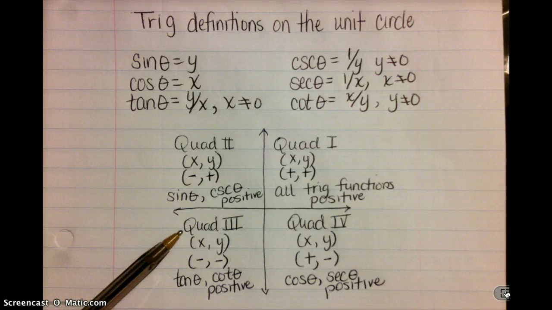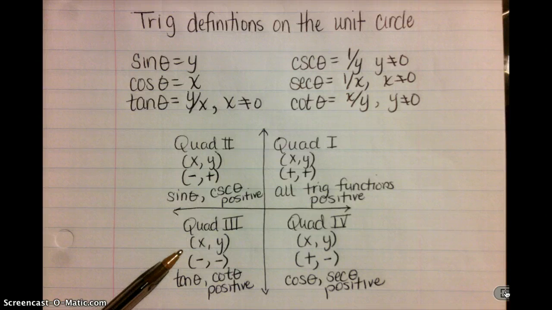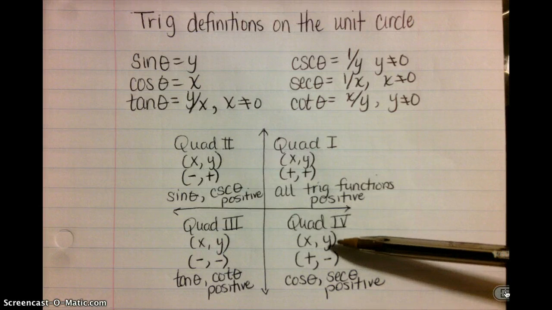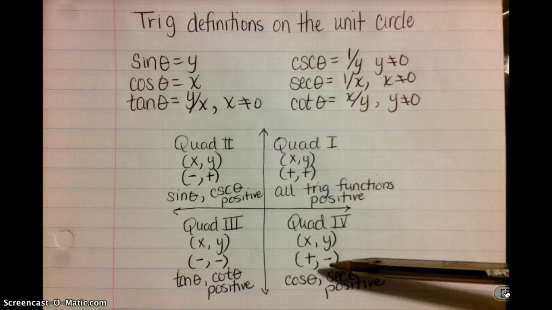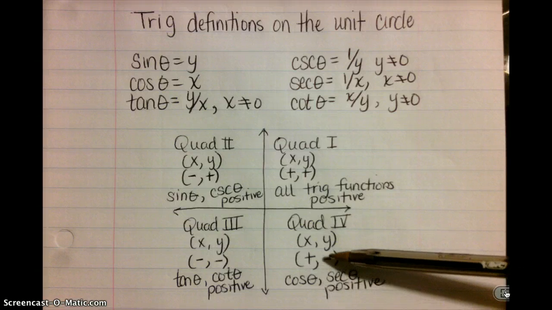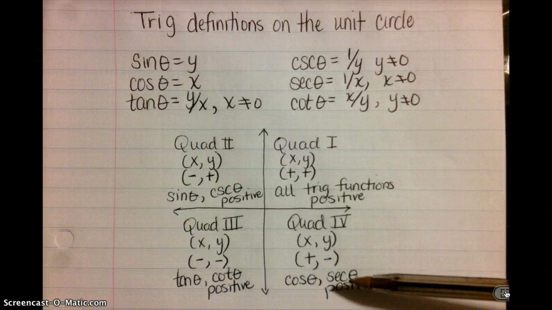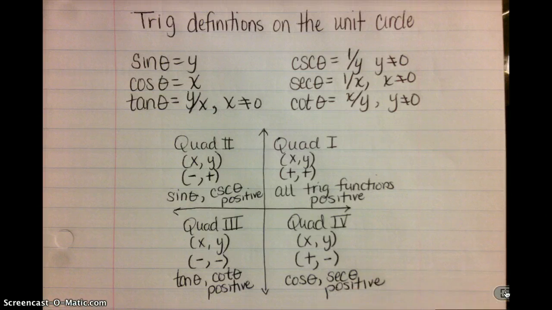Quadrant 3, we have the ordered pair (x, y). In quadrant 3, the x is negative and the y is negative. So tan and cotan are the only 2 positive trig functions for quadrant 3. Quadrant 4, you have the ordered pair (x, y). X is positive, y is negative. Your cosine and your secant are the only 2 positive functions.